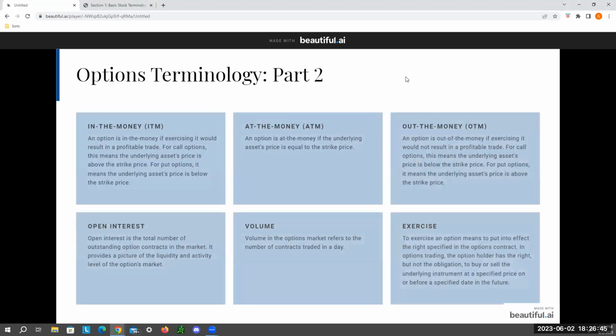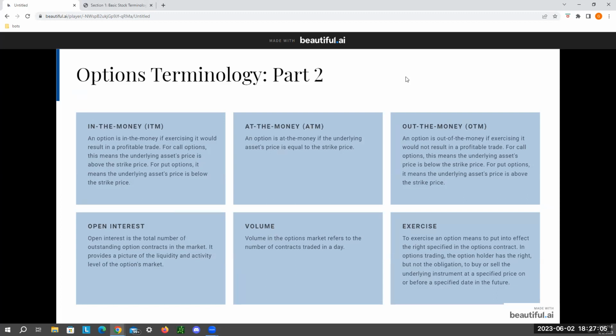Now, here are some terms that I want you guys to familiarize yourselves with for day 2, because we're going to be talking a lot about this stuff. In the money. An option is in the money if exercising it will result in a profitable trade. For call options, this means that the underlying asset's price is above the strike price. For put options, it means the underlying asset's price is below the strike price.